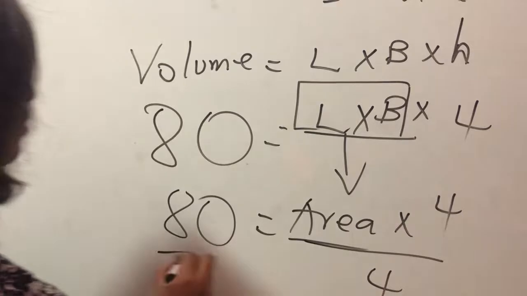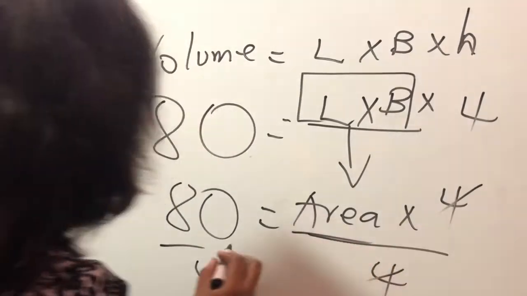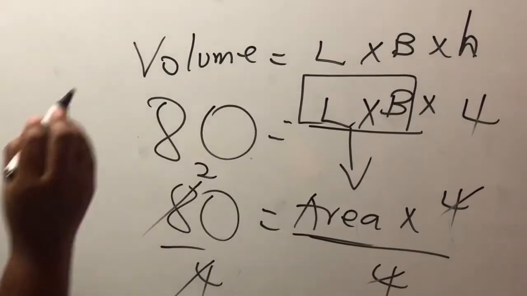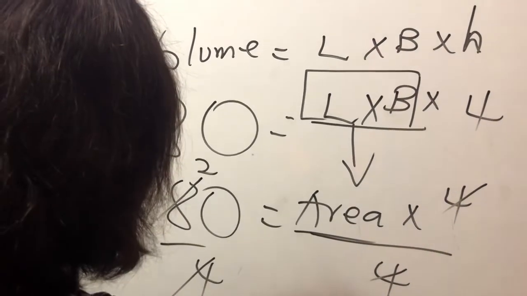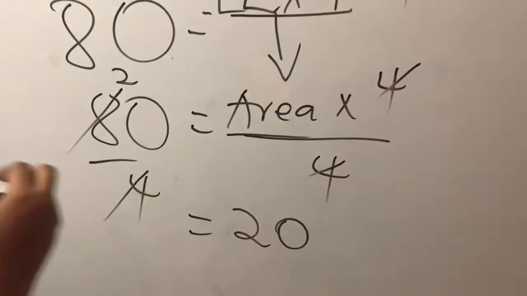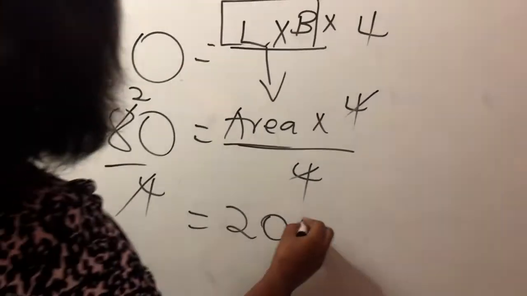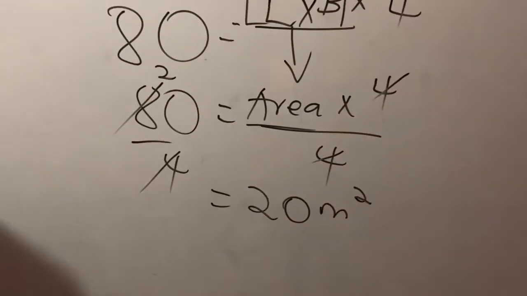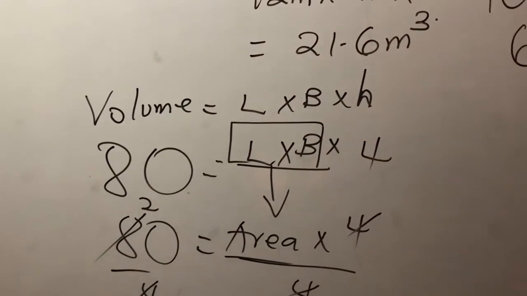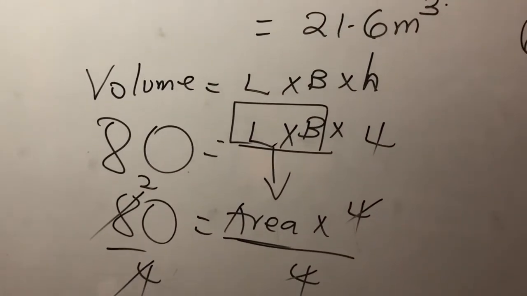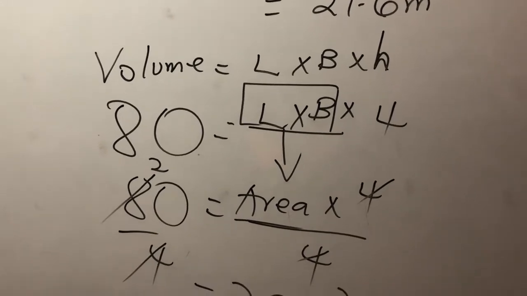So we want area to stand on its own, so we divide through by 4. 4 here, 4 here, 4 here, 2. So we have our answer to be 20. Is it in meters or centimeters? 20 meters squared. It's area, so it's squared. Okay, so this is the question under volume.